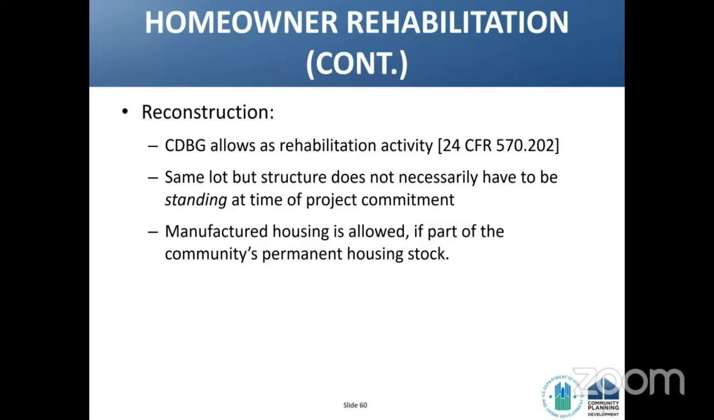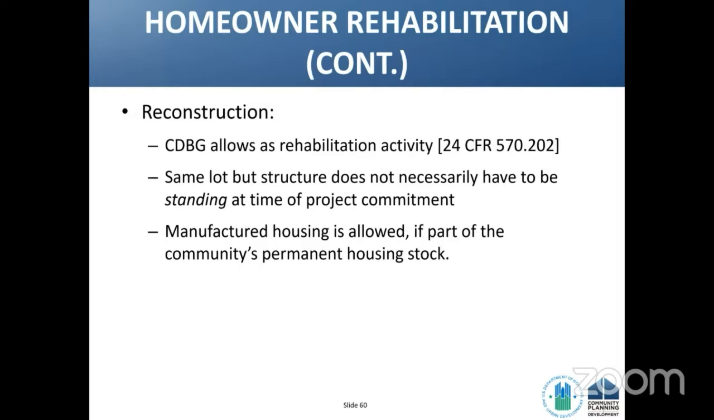Even if the structure is not there, let's say it was destroyed, you will still have a foundation there, and rebuilding may be carried out on that foundation. Or if there is a dilapidated structure there, it can be removed and rebuilt, reconstruction can happen there.